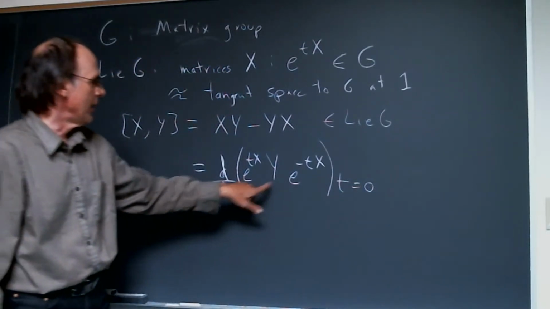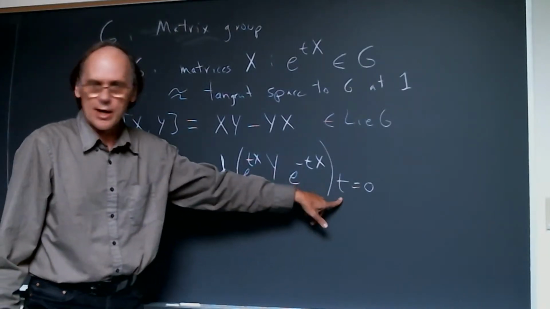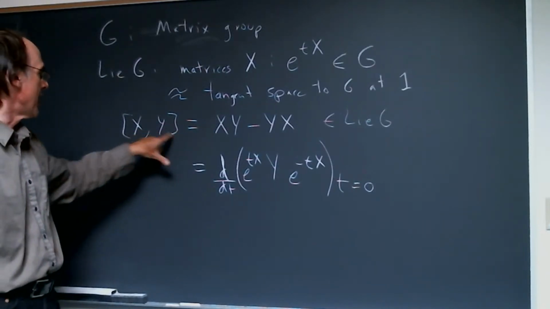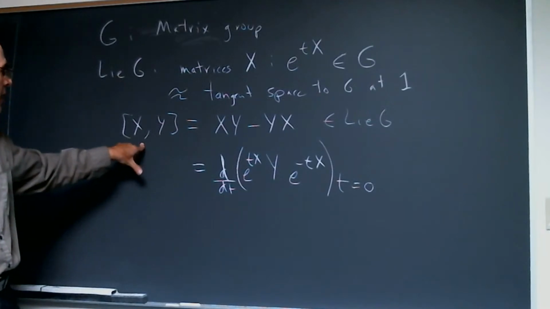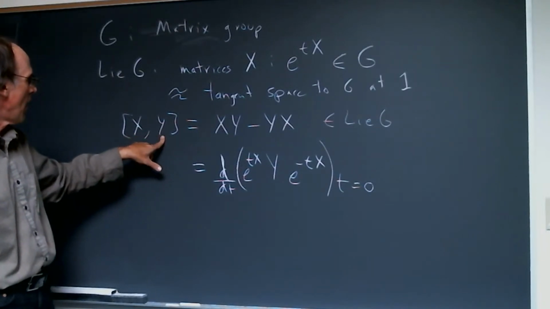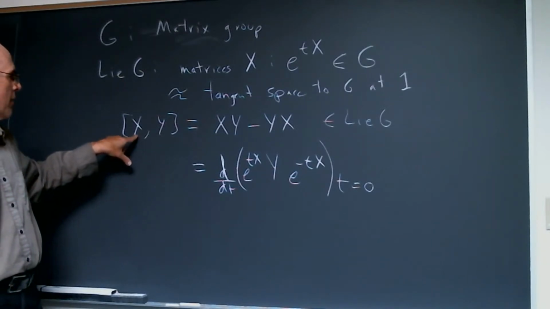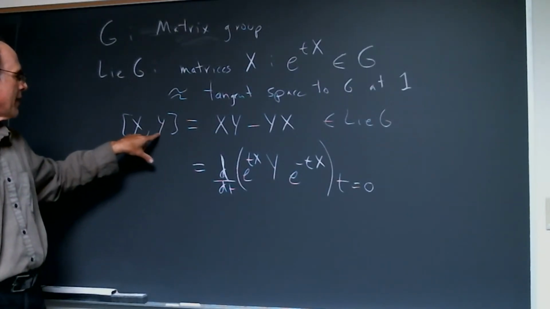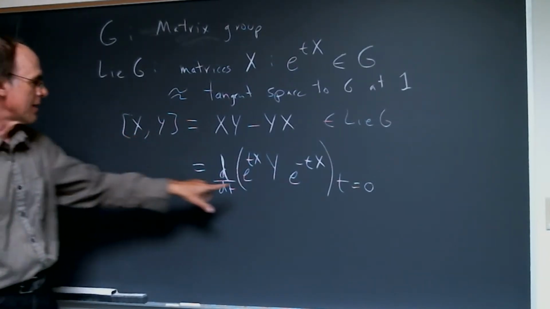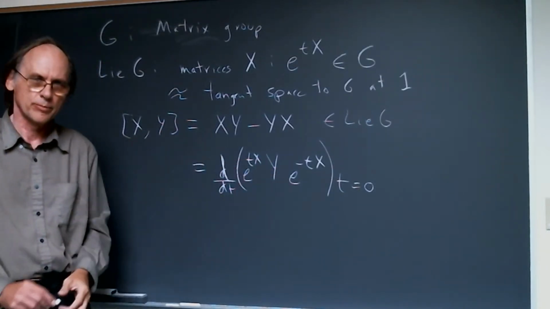If you do this conjugation and look at its rate of change at t equals 0, that's another way of understanding what this is. You should think of it as telling you what happens if you take y and start conjugating it by the exponential of this, the rate at which it changes when you conjugate infinitesimally. That's what this formula says. We're going to see this formula very often later, which is why I wanted to emphasize it now.